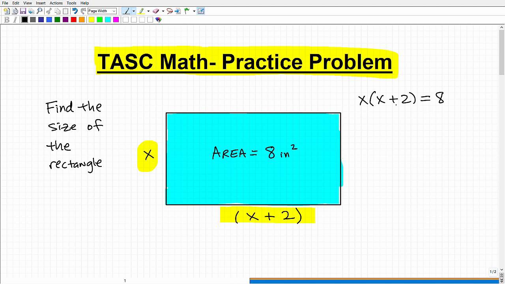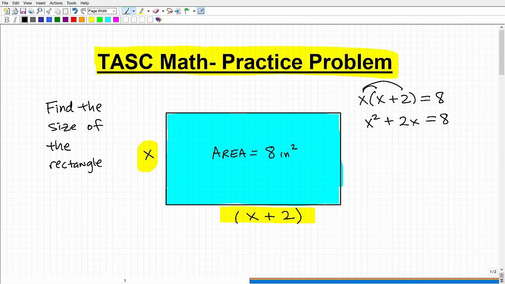The first thing I need to do is the distributive property here. So I need to multiply this x times this x. That's going to be x squared, and then this x times this 2, that's going to be plus 2x, is equal to 8.